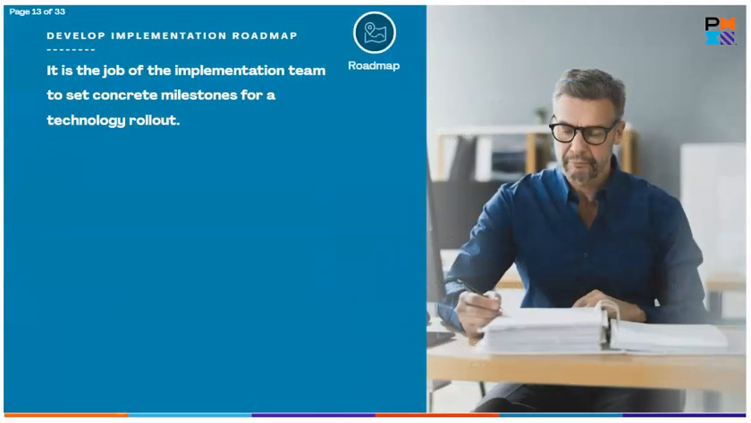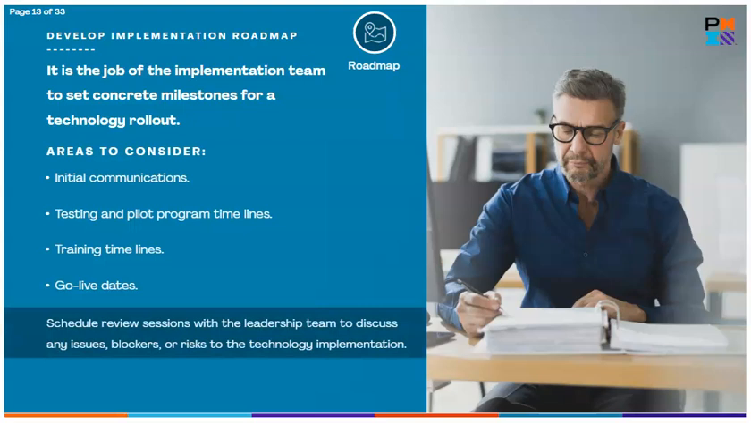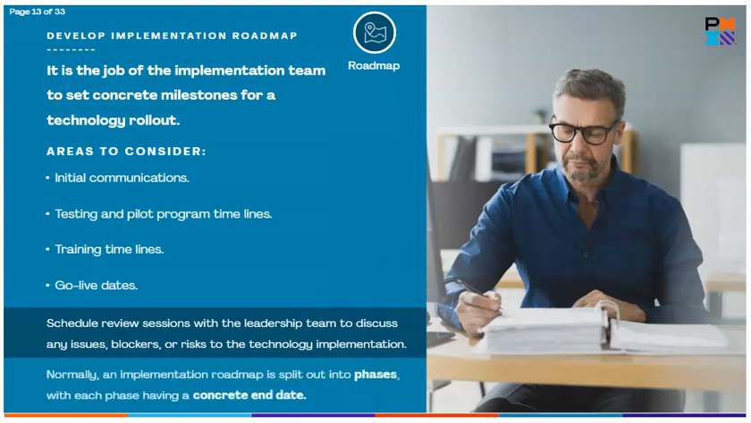It is the job of the implementation team to set concrete milestones for a technology rollout. Areas to consider are initial communications, testing and pilot program timelines, training timelines, and go-live dates. This enables the implementation team to stay organized and take on one challenge at a time. It is good practice to schedule review sessions with the leadership team to discuss any issues, blockers, or risks to the technology implementation. Normally, an implementation roadmap is split out into phases, with each phase having a concrete end date to keep the implementation team on track and create accountability.